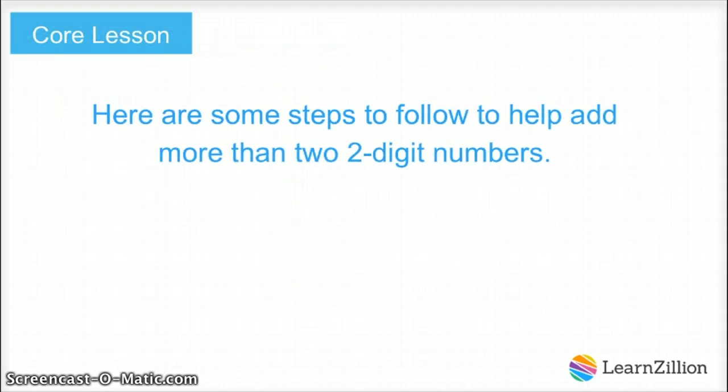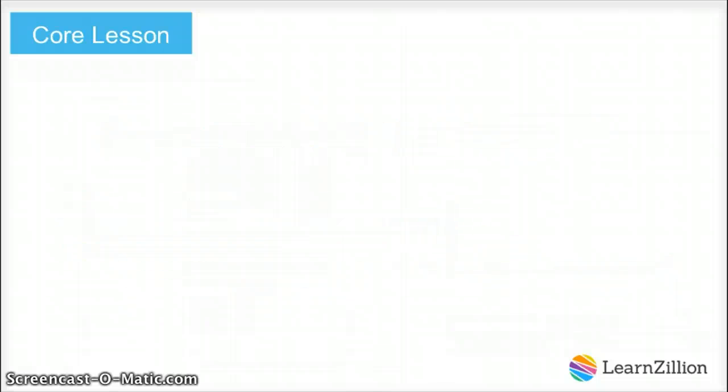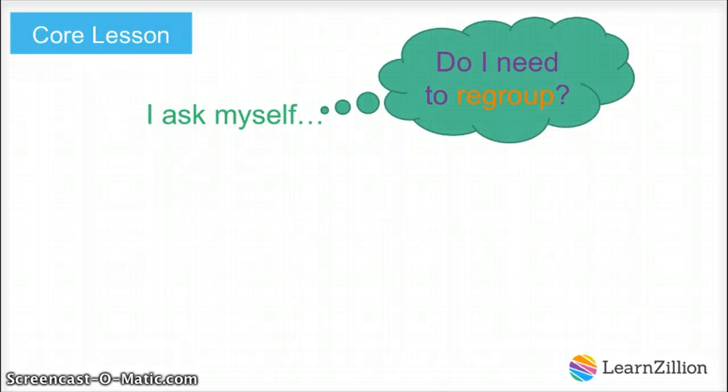Here are some steps to follow to help add more than 2 two-digit numbers. First, we read and understand the problem. Next, we rewrite and line up the numbers by place. We add the numbers in the ones place first and ask myself, do I need to regroup?